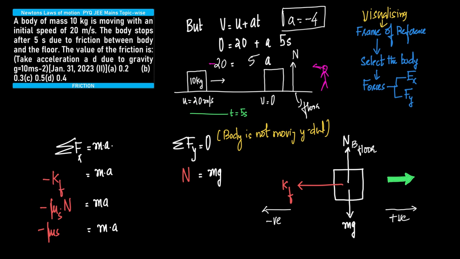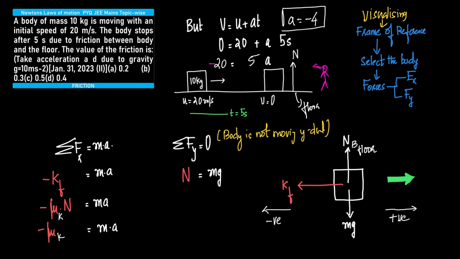And what is the value of kf? Kinetic friction is not given, we need to find the value of friction. So what is the formula for kinetic friction? It is mu, my bad, this is not mu s, this should be mu k. So what is mu k into N? Mu k into N is equal to ma. What is N here?